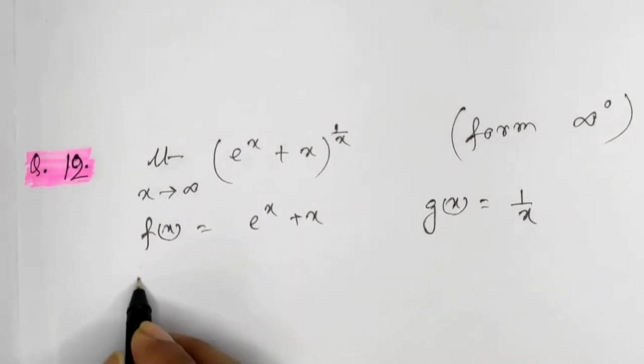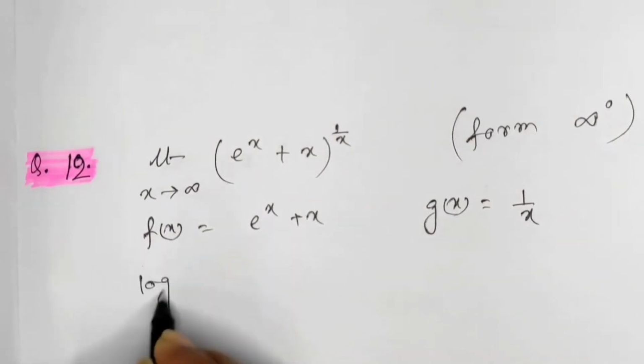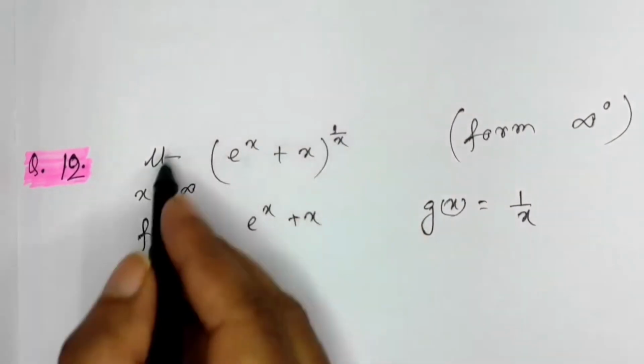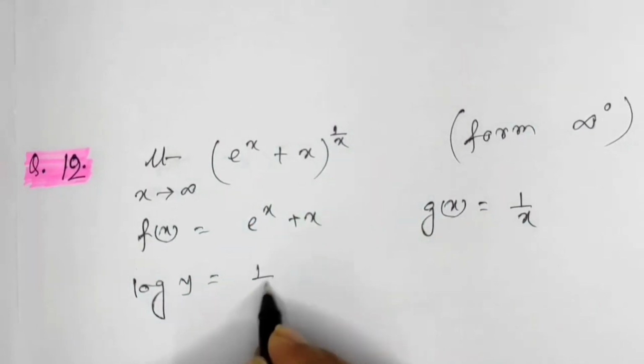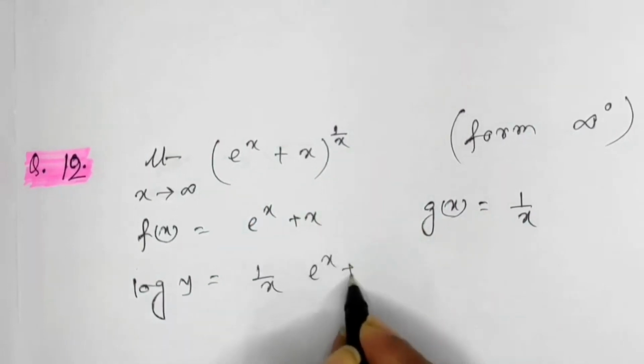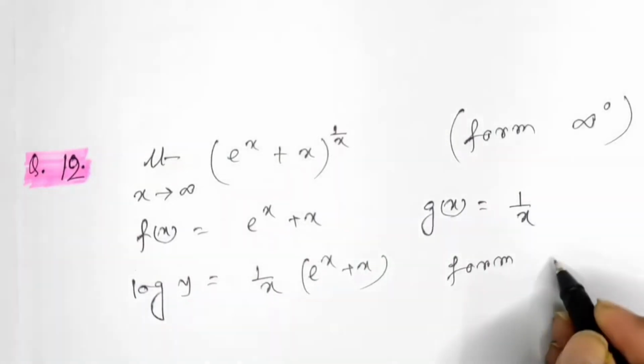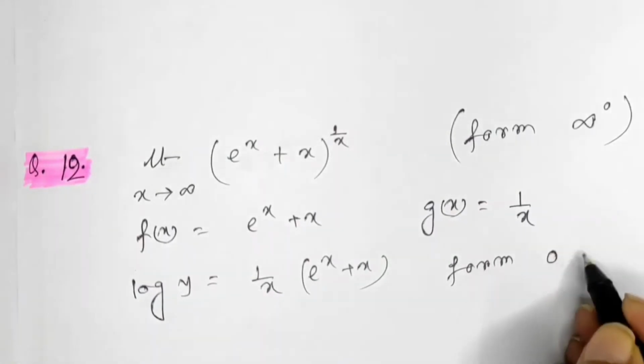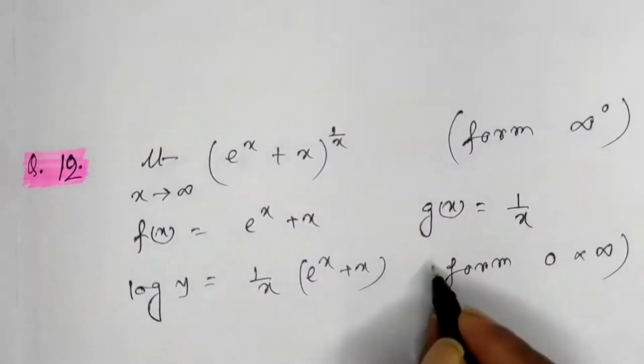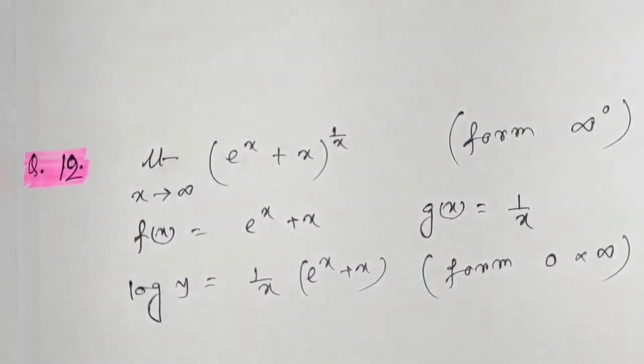We take the log on both sides, and we find log y. If we say this one is y, then log y is equal to 1 upon x times log of e to the power x plus x. So this is in the form of 0 into infinity again. If we have this form, then easily we can convert it into the 0 by 0 form, and we can solve it. How to solve? I am coming soon.